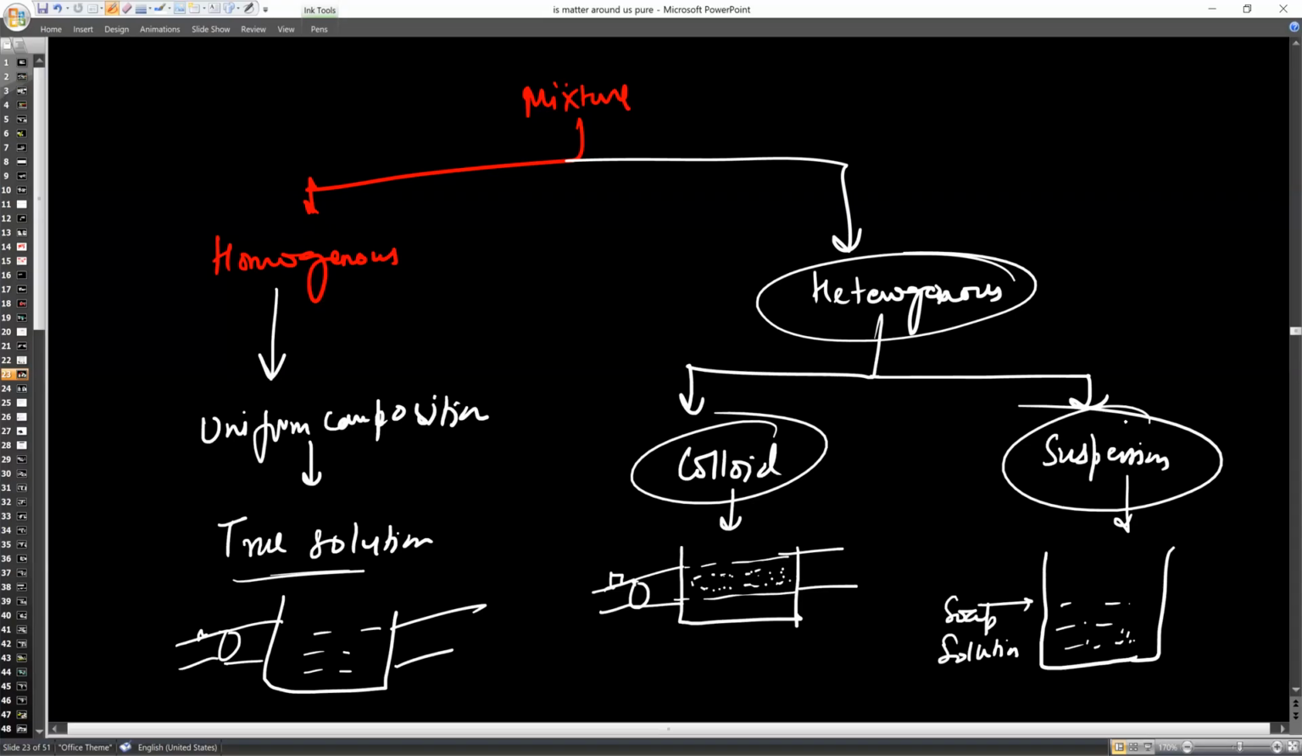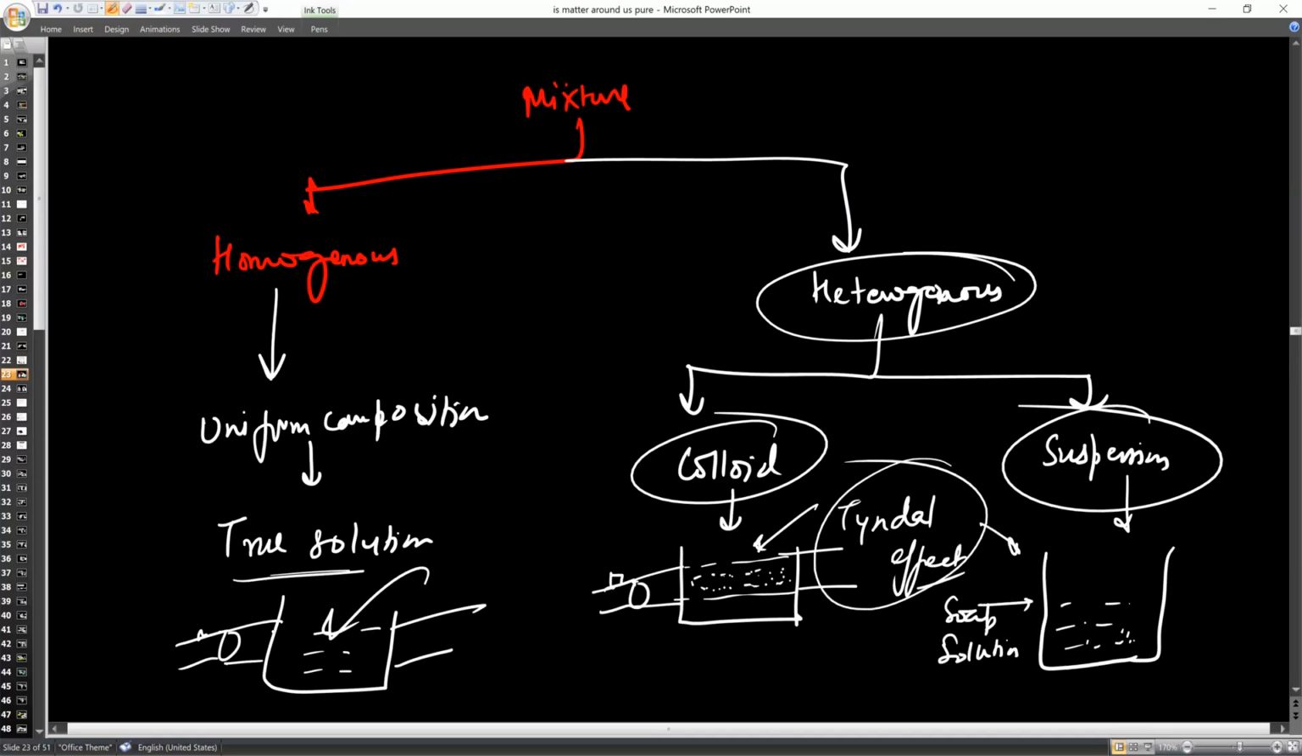The main difference between colloids and true solution is that in a true solution, the path of light is not visible. That visibility of the path of light is called the Tyndall effect. Colloids show the Tyndall effect. Suspensions also show the Tyndall effect. But the true solution does not show the Tyndall effect. Tyndall effect means the visibility of the path of light. Got it? समझ आया?